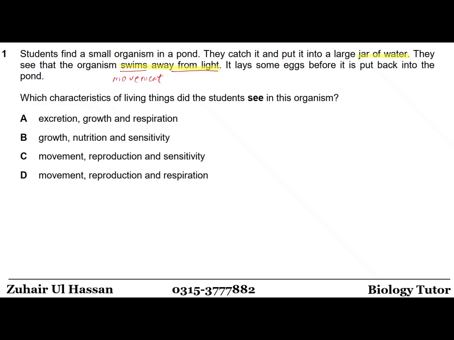And that response is to the light present in the external environment. Response is one of the characteristics known as sensitivity. And then that organism lays some eggs, and this is again one of the characteristics of all living organisms, and we have studied it, and that's reproduction. So three characteristics are shown by the organism until now. It lays some eggs before it is put back into the pond.